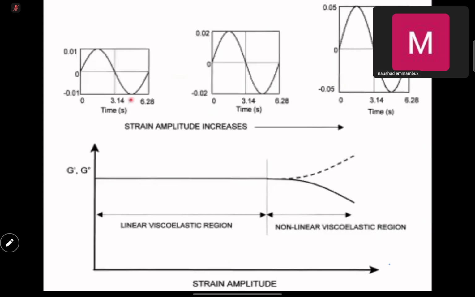What we do is a strain sweep, or what's called a strain amplitude sweep. We increase the strain, and then you measure the G prime and the G double prime. Your G prime and G double prime should be a straight line, or the complex shear modulus should be a straight line. It should be independent of the strain. But when it becomes dependent or its value changes, then it becomes a non-linear viscoelastic range.